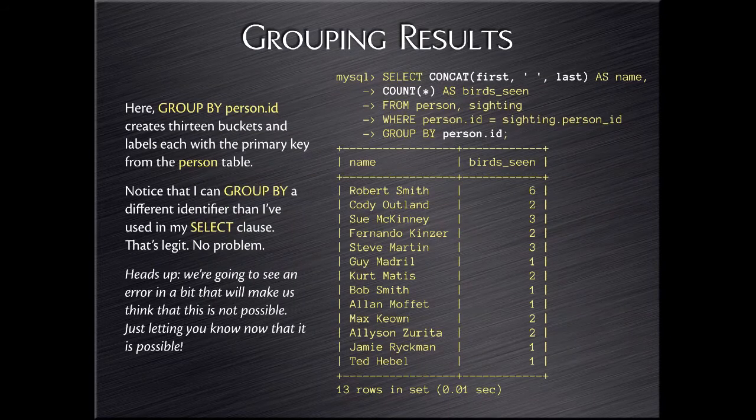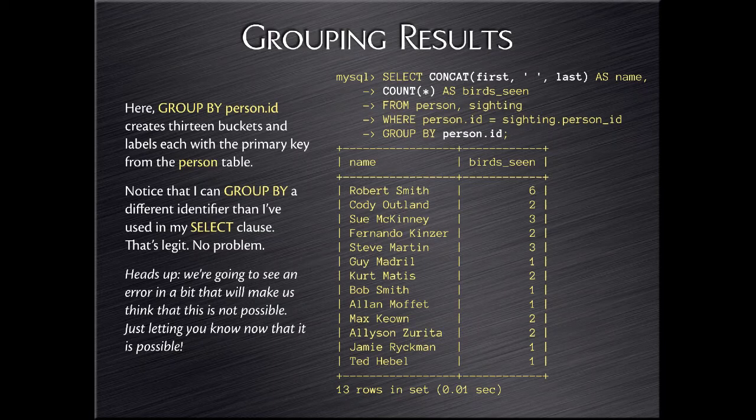All right. Now, if we go back and look at that query, I want to point out something to you. My select clause does a concatenation and a count, and my group by clause is using the primary key out of the person table. So what you'll notice here is that my select columns are not the same as the group by columns. This is totally legit. You don't need to group by something that you put in your select clause.